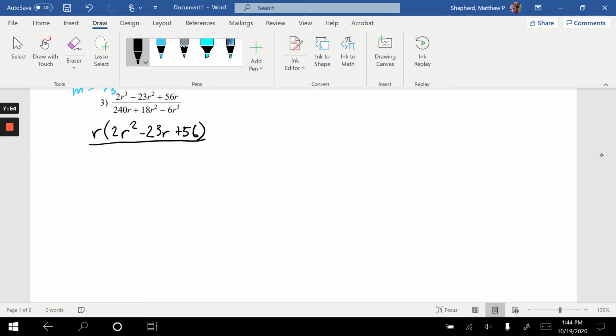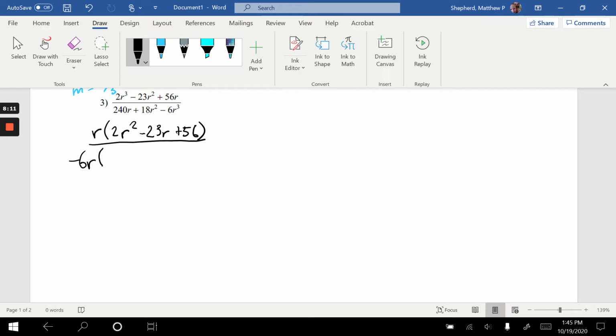The other thing I'm going to want to do is rearrange this. Notice how the r cubed is happening at the end rather than the beginning. I don't want that, plus I don't want it to be a negative. So I'm going to take out a negative 6r.